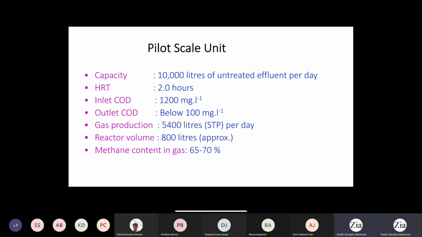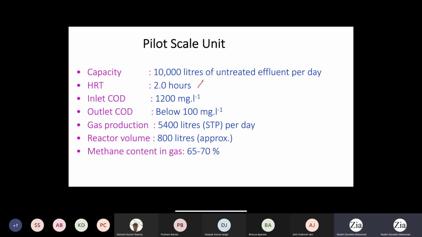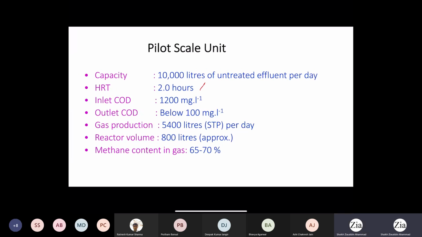So you can see the treatment efficiency here. The treatment system we designed has a capacity of 10,000 liter per day. So it is not a very big system, but it is a pilot scale system where you can treat 10,000 liter per day. And the residence time, the treatment time, was around 2 hours. So that is really fast. Generally in anaerobic reactors, you talk about days. So the residence time was very small, and the inlet COD was 1200 and outlet COD was 1100.